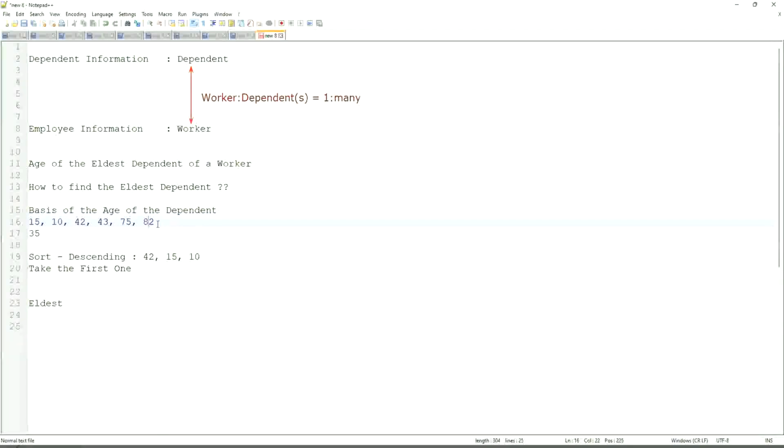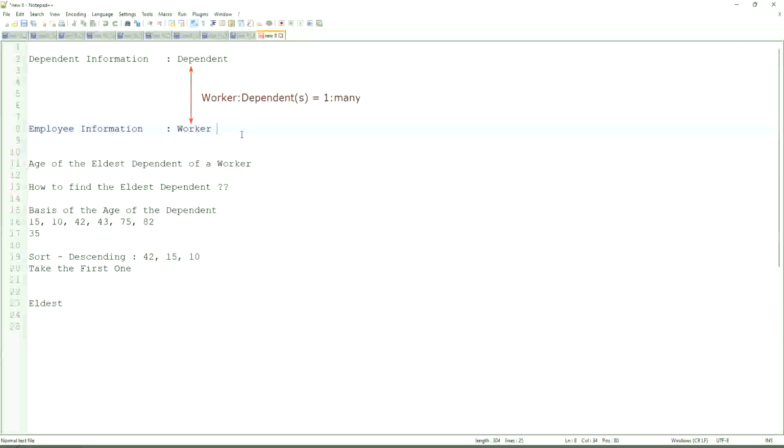So first thing that we are going to do is find out the eldest dependent. So we will sort the dependents based on the age. Right. And then we will see what is the criteria on basis of which we are choosing. But first thing is you realize that we are going to store the new calculated field in which business object, worker or dependent. But does the worker business object have the information about the dependent's age?